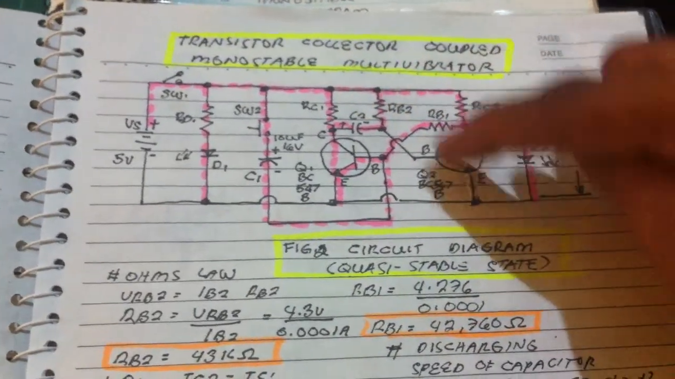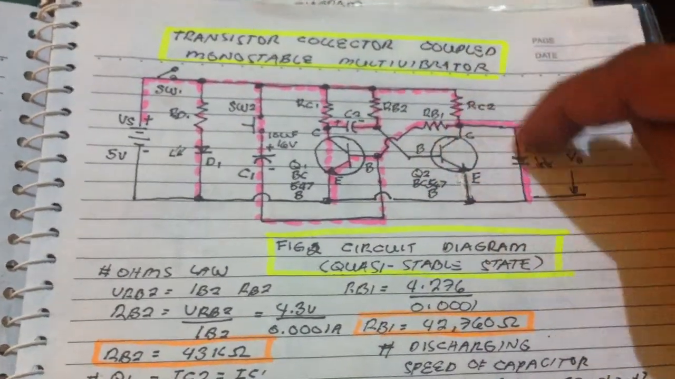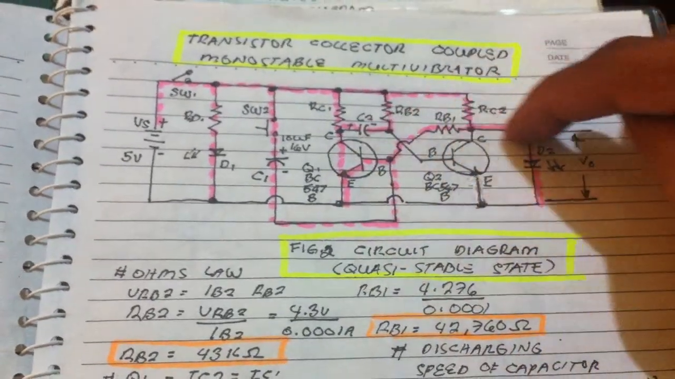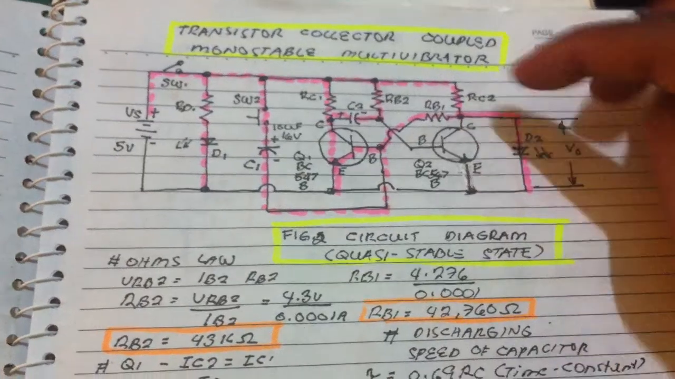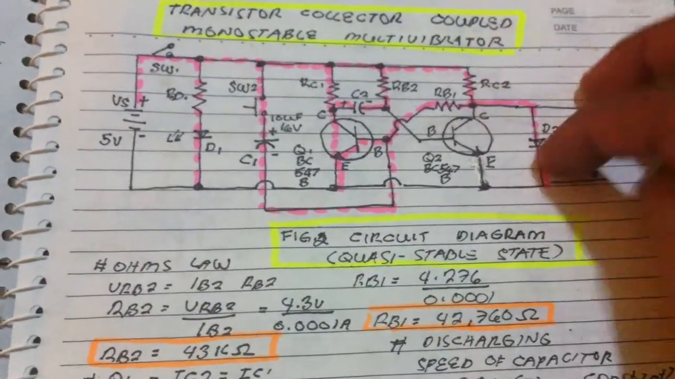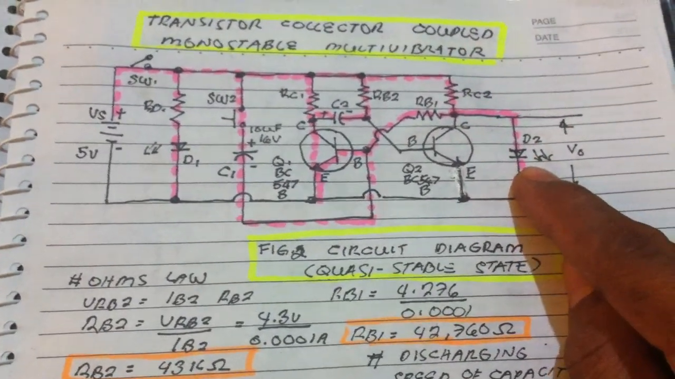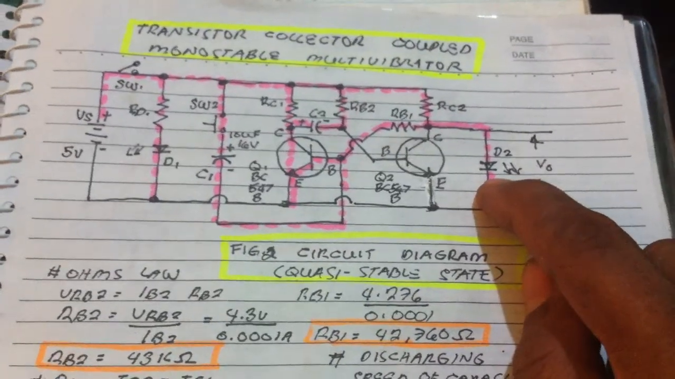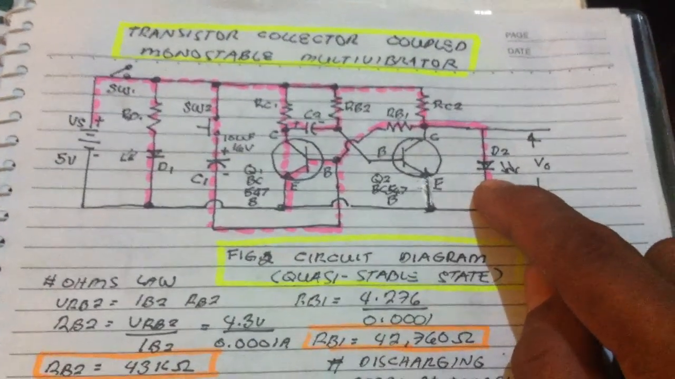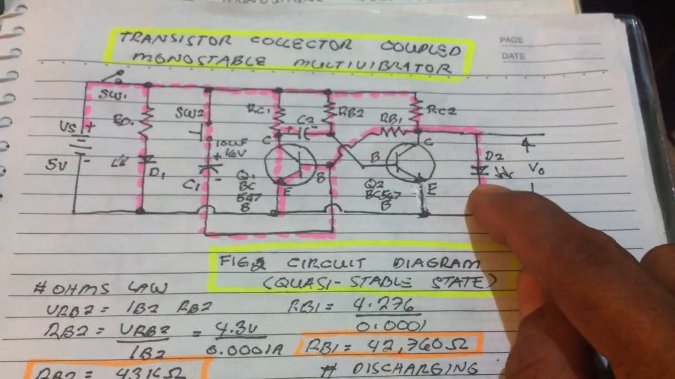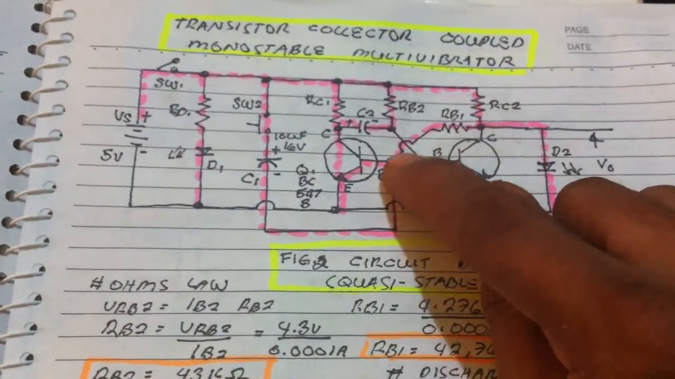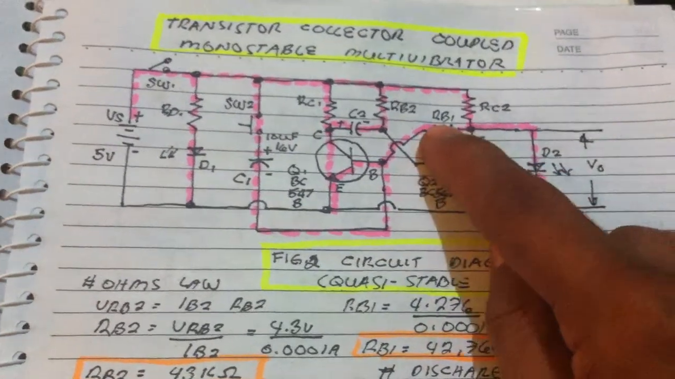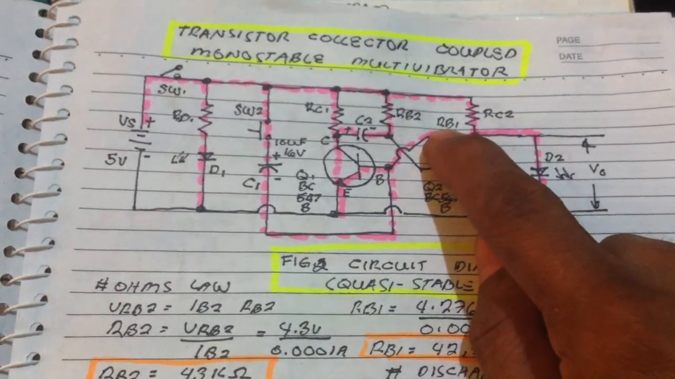And now, since this is off, current flows here into this line, making the LED turn on. See, the LED now has enough current to turn on. Also to the base, RB1. We're now going to compute the value of RB1.